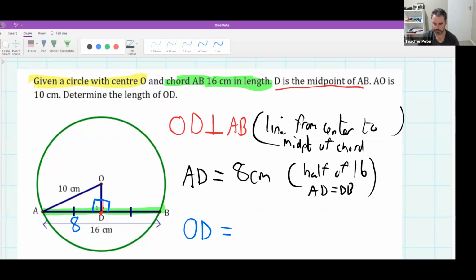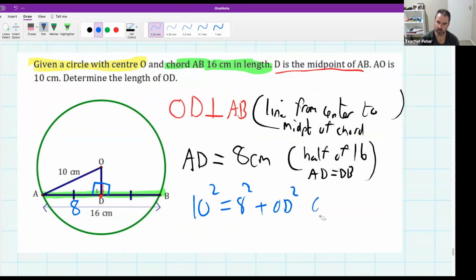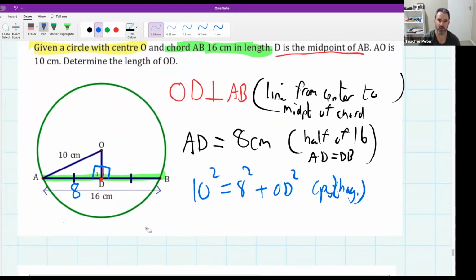What do we get for that? So there's a couple, I mean, you can do it the long way or the short way. It just depends what version of Pythagoras you're using, but you're going to go 10 squared is 8 squared plus OD squared by Pythag. And then if you move things around, you're going to see that 100 minus 64 gives you 36 is OD squared, which means OD is 6 centimeters.